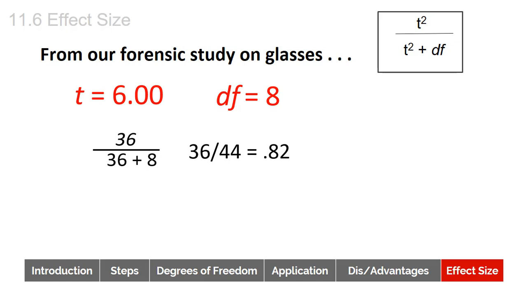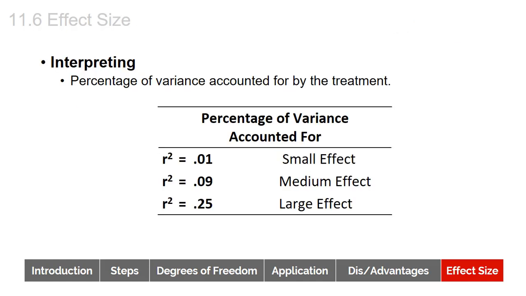And when we're looking at R squared, 0.25 would be a very large effect. So again, this is consistent with our Cohen's d, that there really is a big difference between how people see people with glasses and without glasses in terms of their credibility.